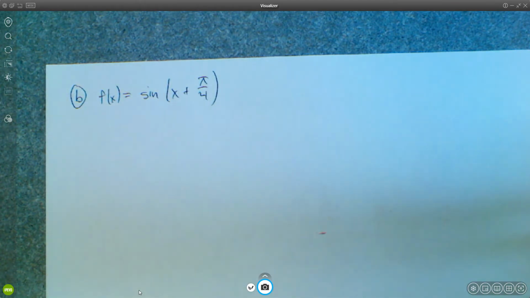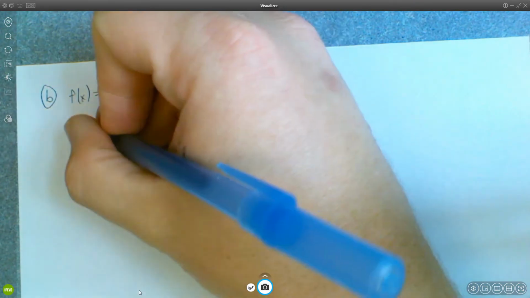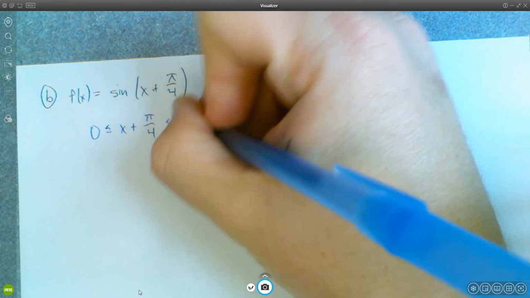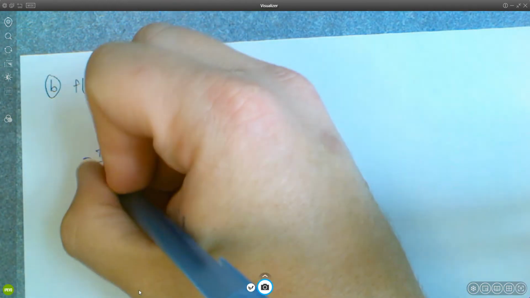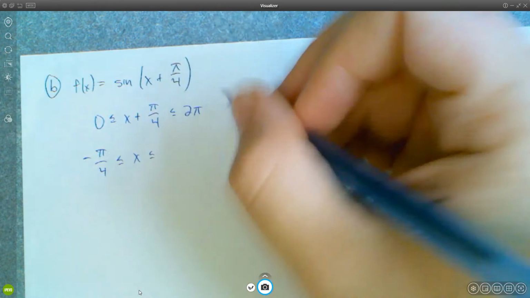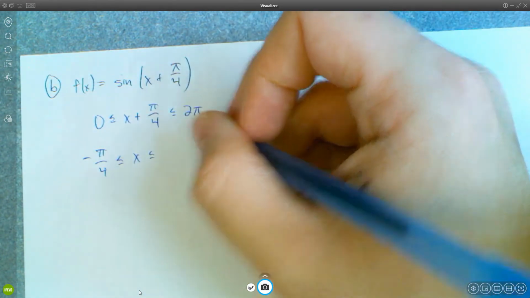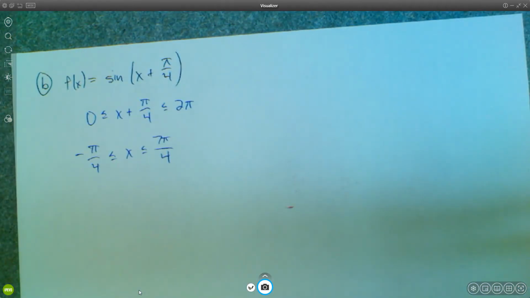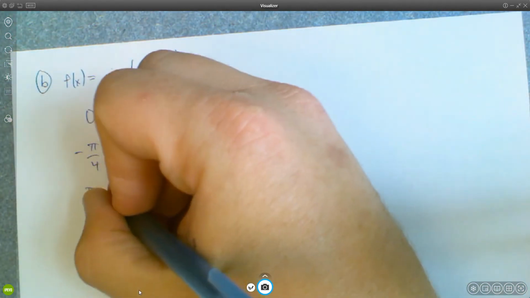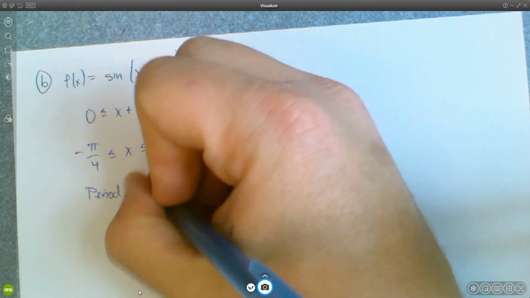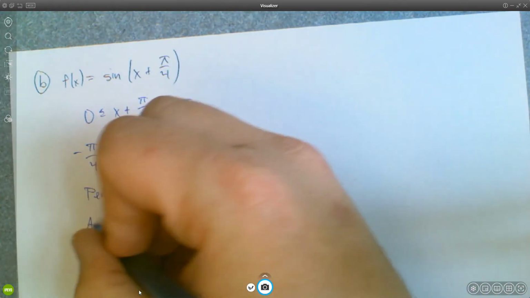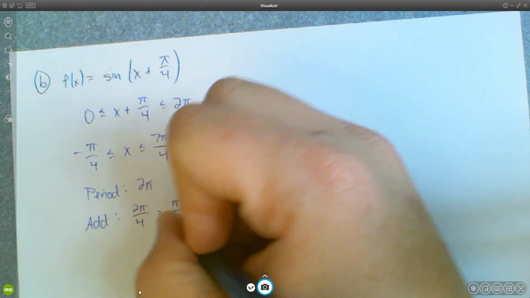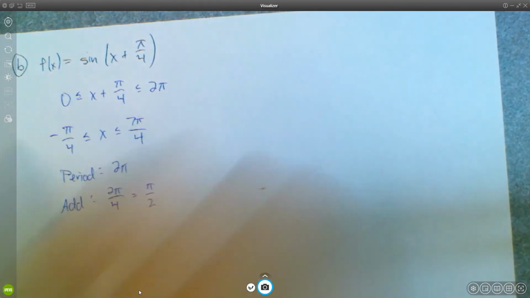Okay, here's my solution. Period here is still 2 pi. We're not multiplying x by anything. So we're going to add 2 pi divided by 4, which is pi over 2. But this time starting at negative pi over 4, right?